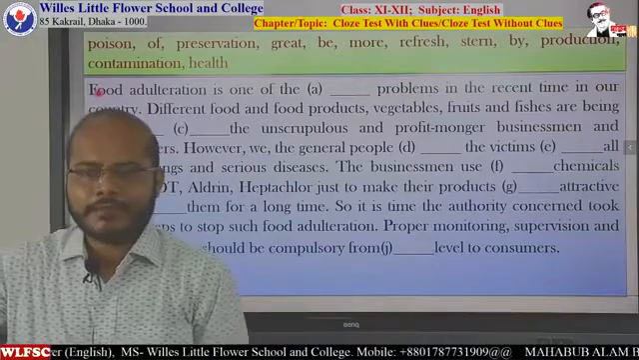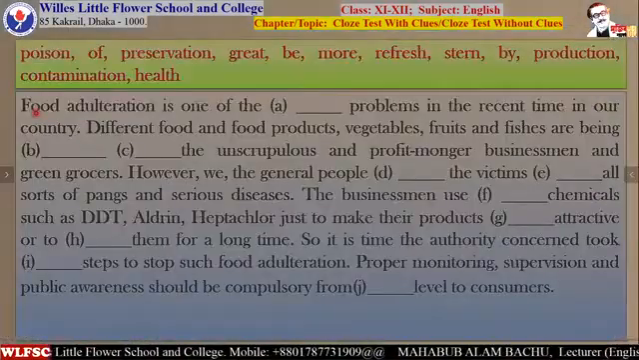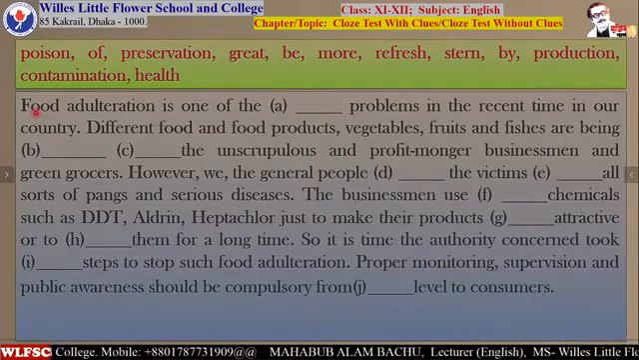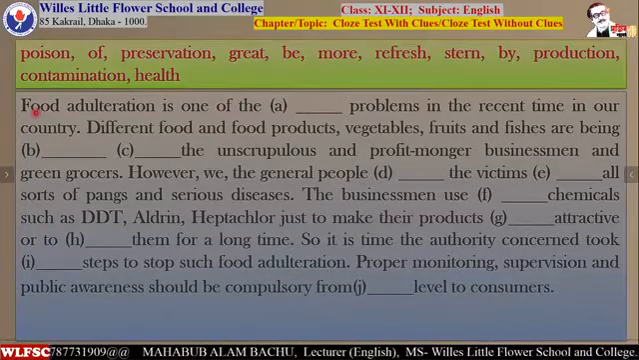Okay, I am going through the text. Food adulteration is one of the dash problems in the recent time in our country. So you see, is the dash problem.